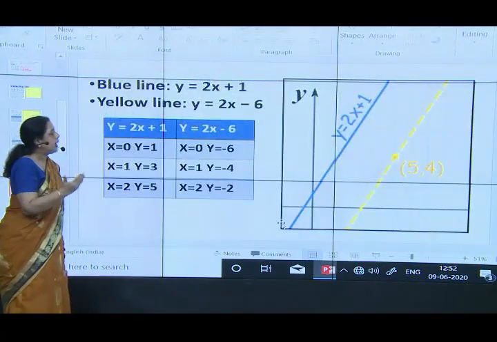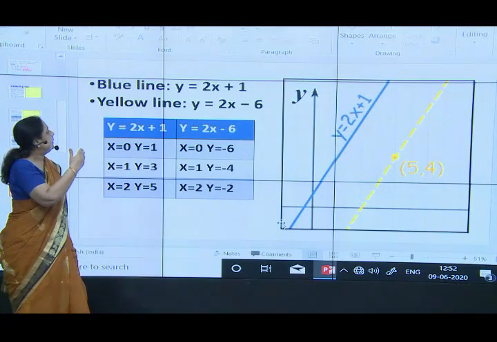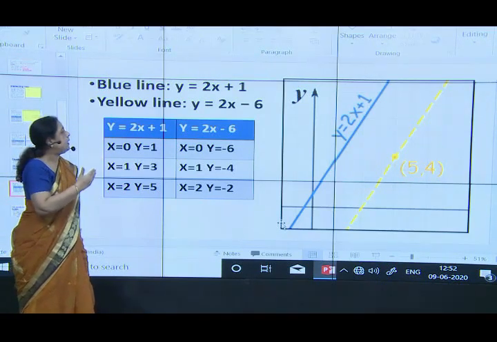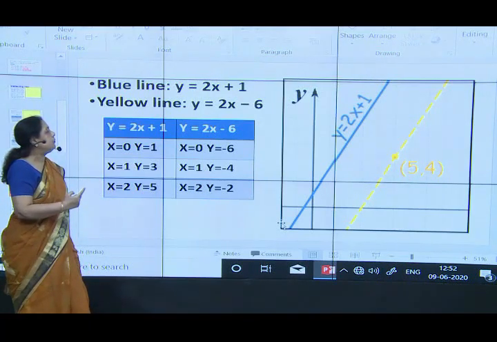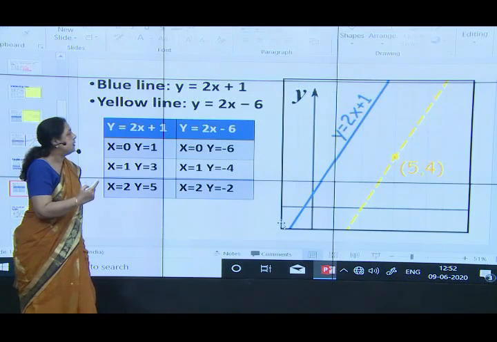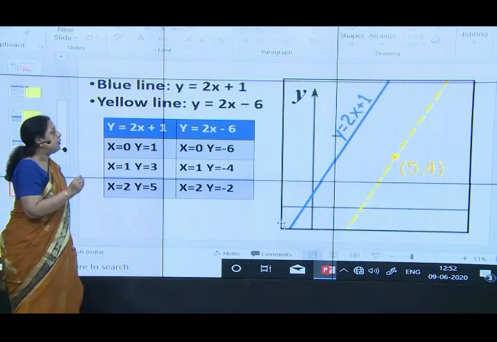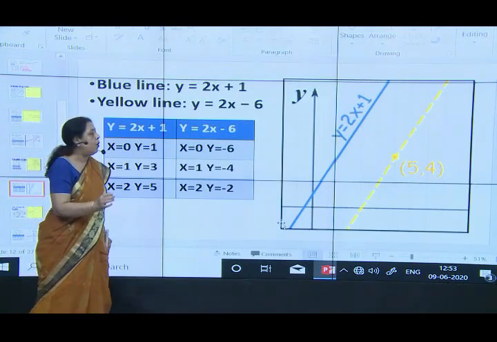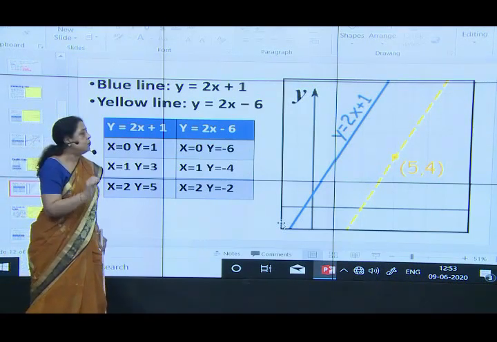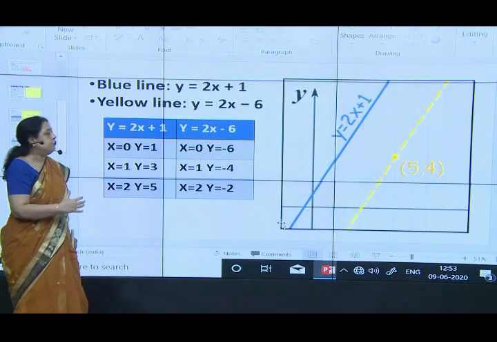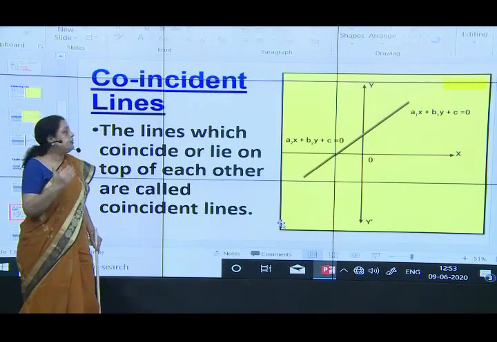Here is another example of parallel lines. Here the equations are y equal to 2x plus 1 and y equal to 2x minus 6. If we plot these two lines on a graph, we get a pair of parallel lines and they have no solution. Now come to the third condition, that is coincident lines.